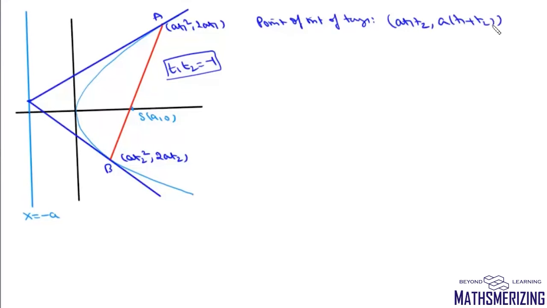The length of this chord of contact, which is AB, is given by a|t2 − t1| under root of (t1 + t2)² + 4. Now we already have t1 + t2, and we also have t1·t2. So here we'll find |t1 − t2|, and it is given by the square root of (t1 + t2)² − 4 t1 t2.